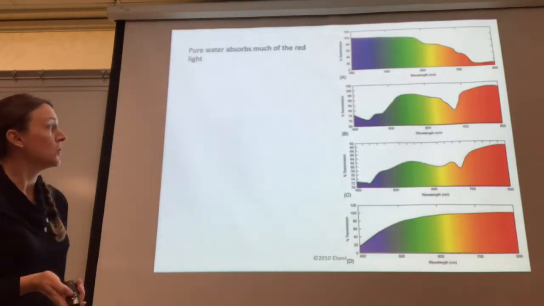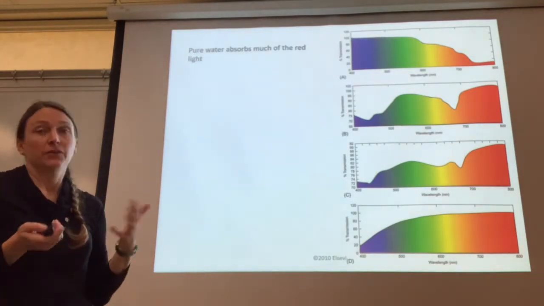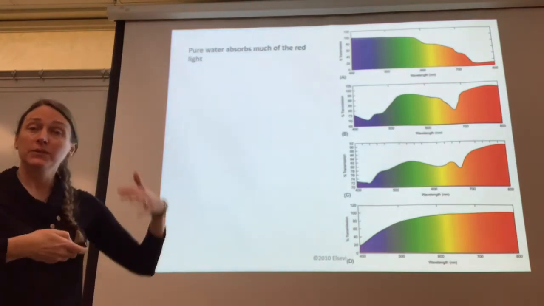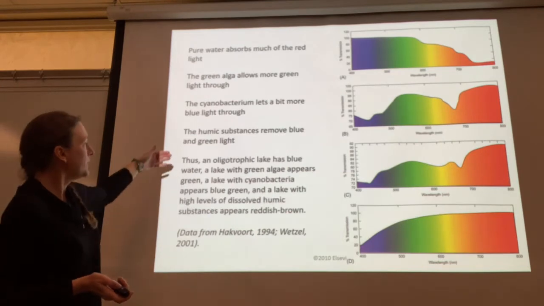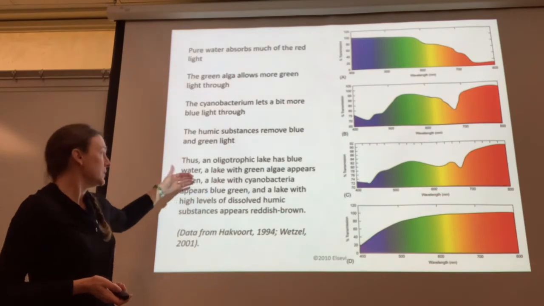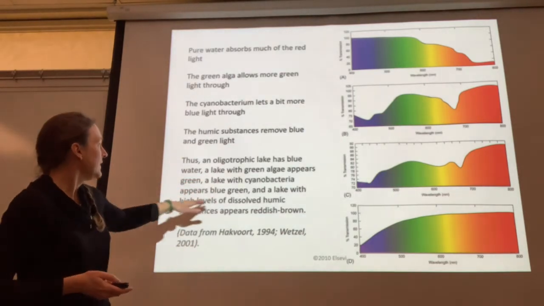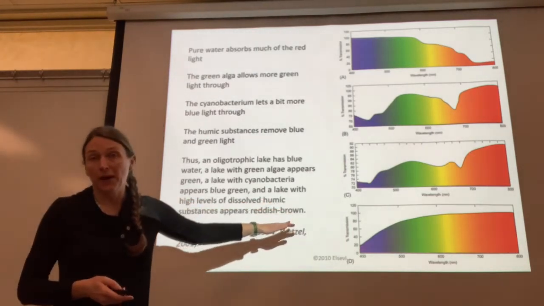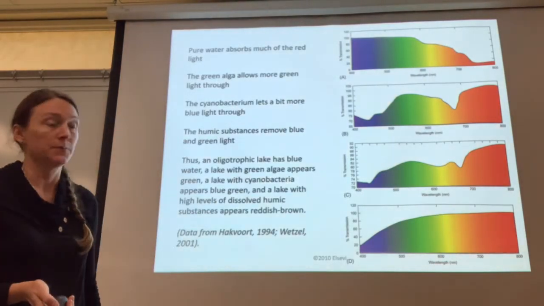So these different spectra are really important because different lake systems will have different combinations of water and organisms and humic substances that will all influence how light will penetrate. Okay, so an oligotrophic lake has blue water. A lake with green algae appears green. A lake with cyanobacteria appears kind of blue-green. And a lake with high levels of dissolved humic substances will appear reddish-brown. And it's partly because of these abilities to transmit and absorb different types of light.